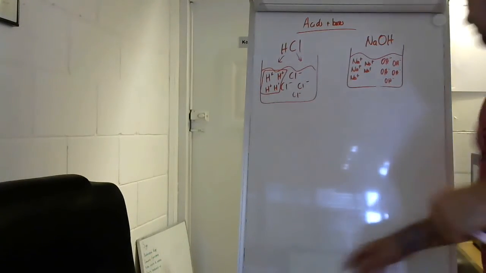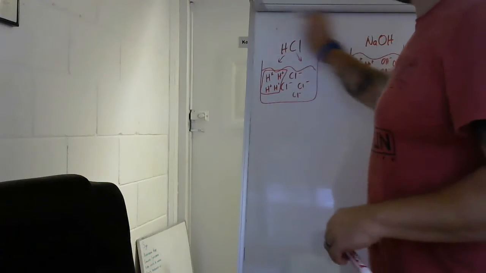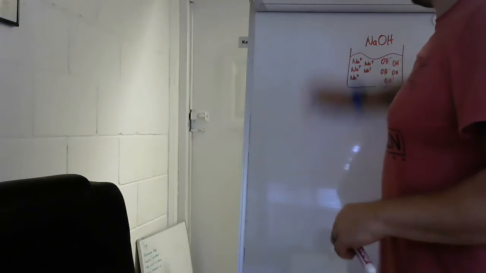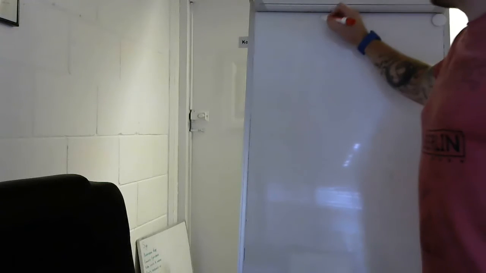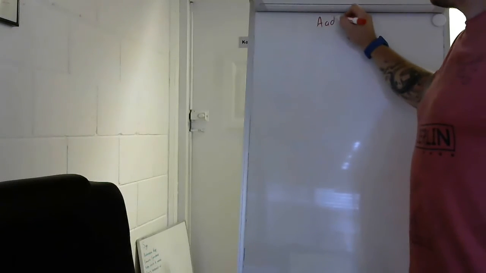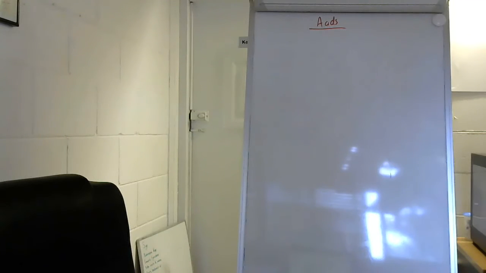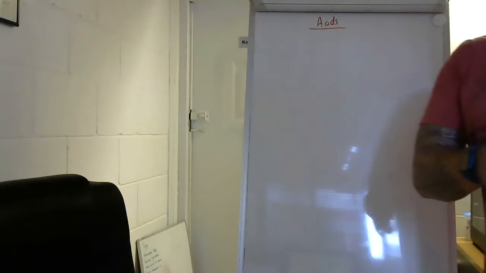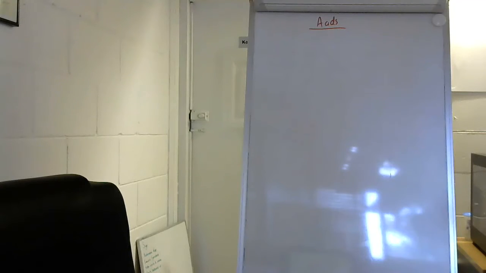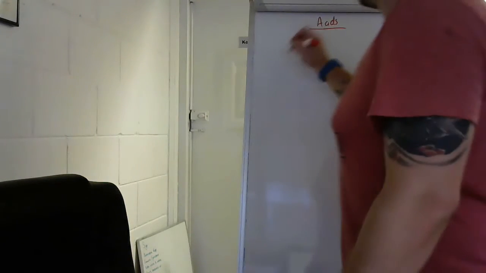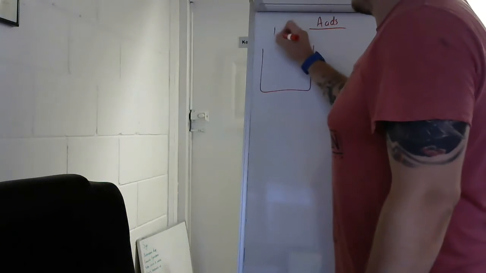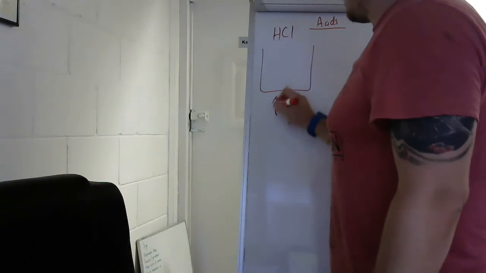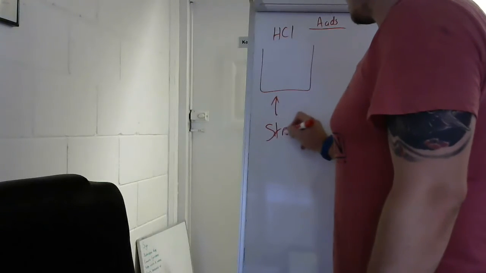So we're looking at strong acids and strong bases. We'll start with the acids. So let's say 5 hydrochloric acid molecules is enough to burn my skin. So HCl. HCl is a strong acid.